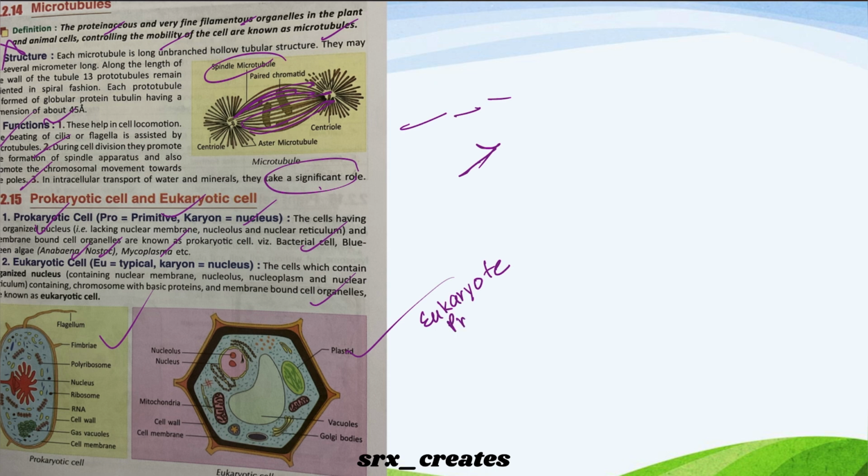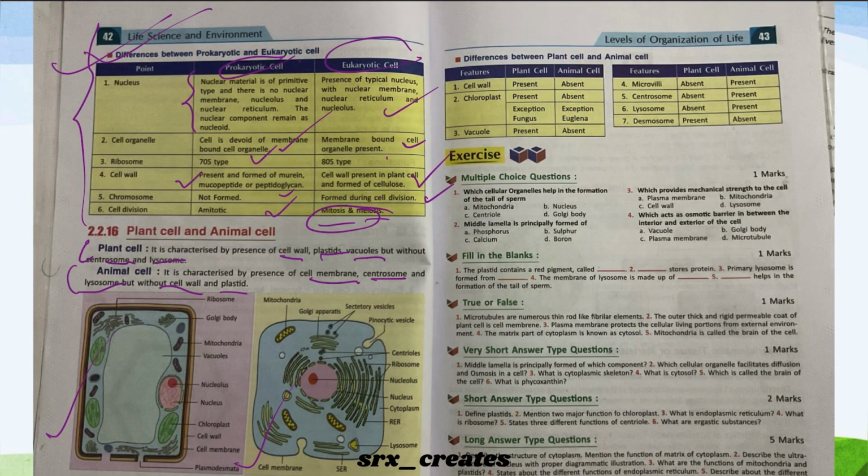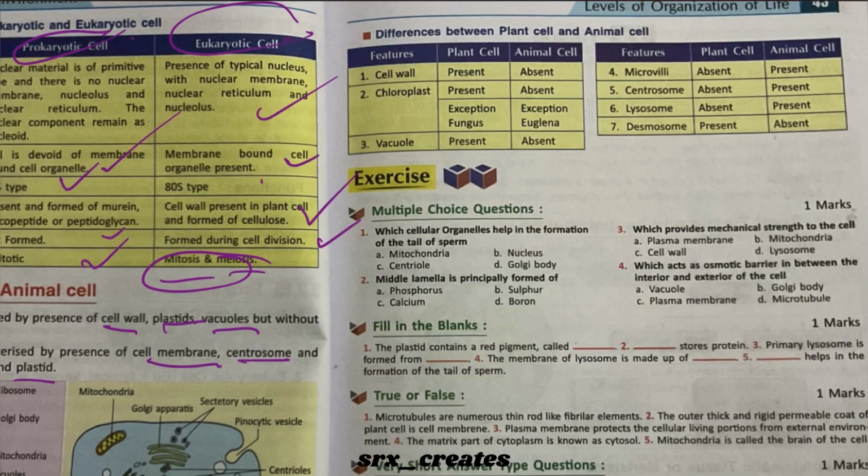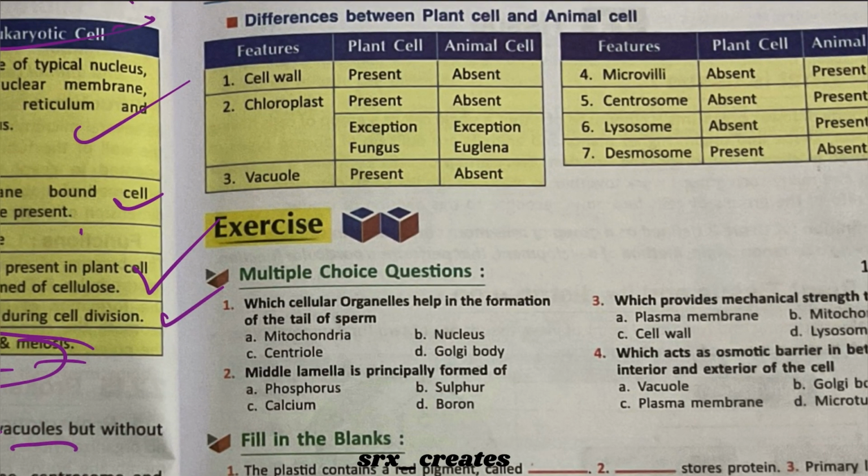This is a eukaryotic and prokaryotic cell. Draw this when you are asked to do it. Okay, very important. This can also come in the examination rather than plant and animal cells. Plant and animal cells are this. Now, differentiation between plant cell and animal cell. See, these are just present or absent.